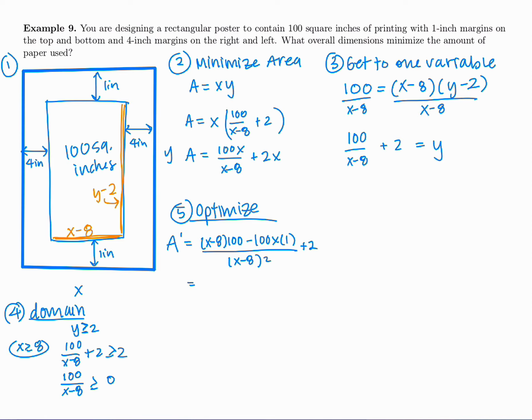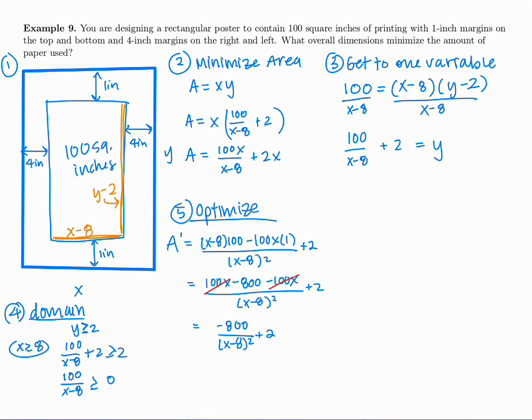What do we get? 100x minus 800 minus 100x. Oh, that's kind of nice. Over (x minus 8) squared, plus 2. Those cancel, and it looks like my derivative is negative 800 over (x minus 8) squared, plus 2.